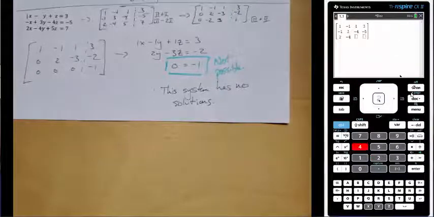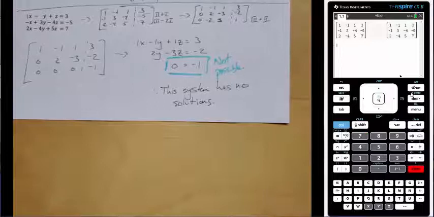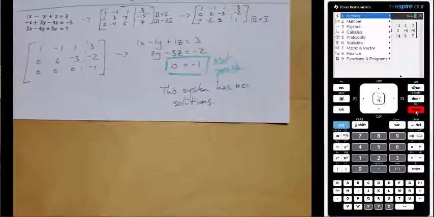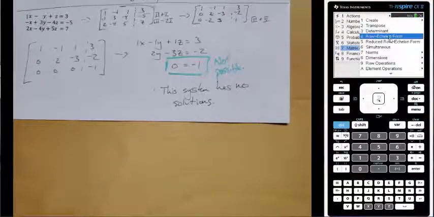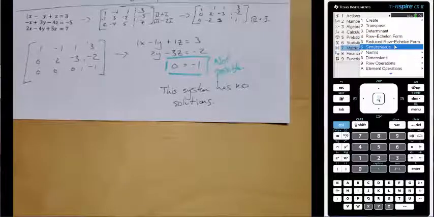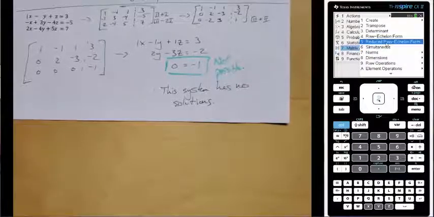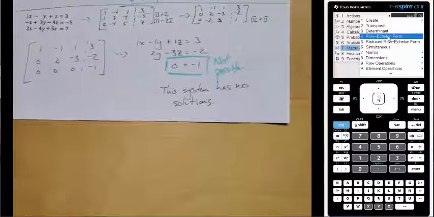Negative 4, 5, 7. Okay, we'll enter to store it. Your calculator can get this in reduced row form. So if I go to matrix, what's called row echelon form is upper triangular. Reduced row echelon form will be in just triangular form, meaning there'll be ones along the diagonal. Maybe I'll start with just row echelon form.